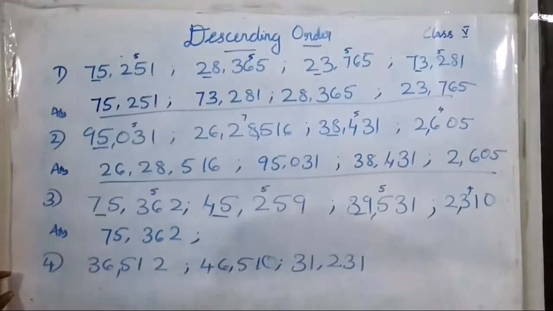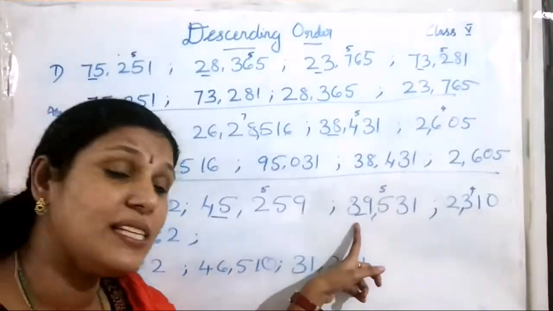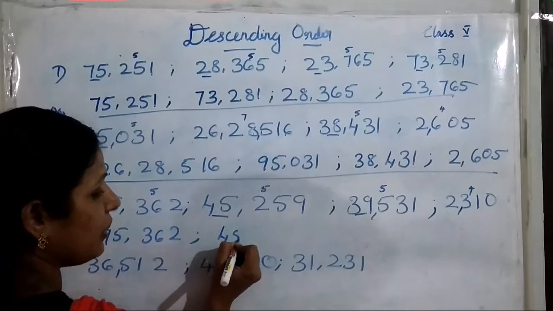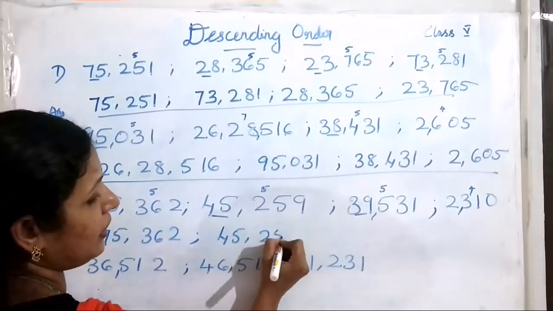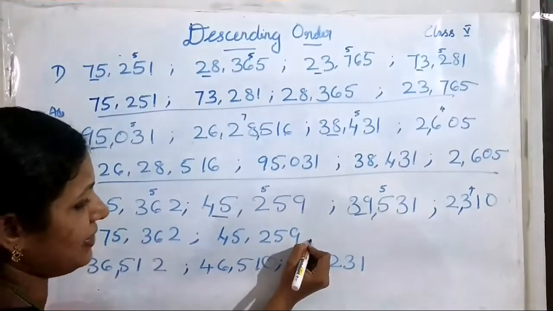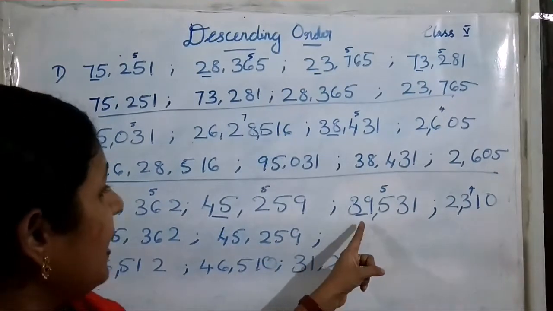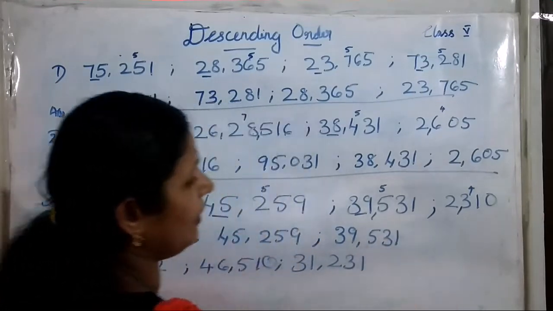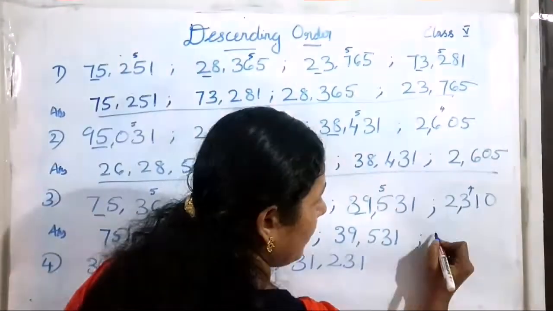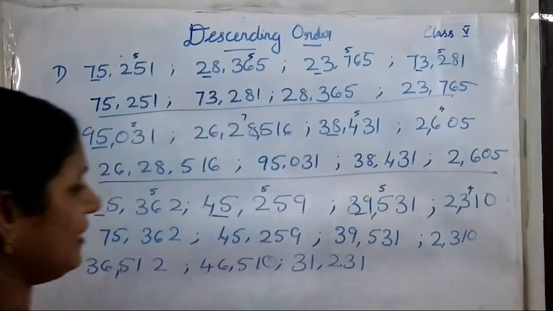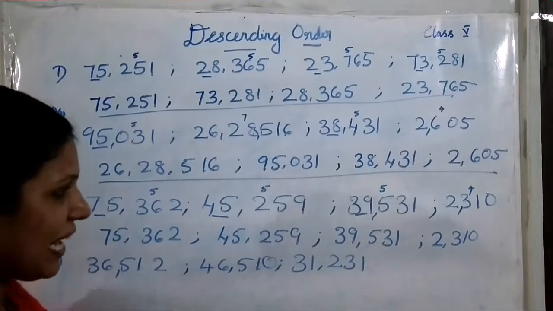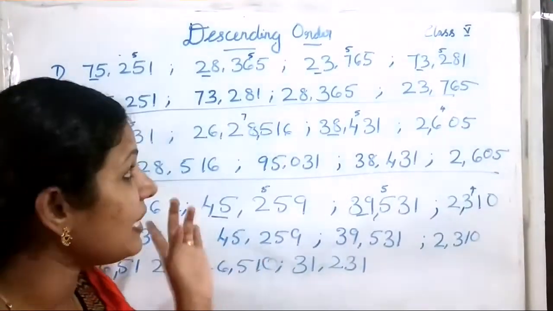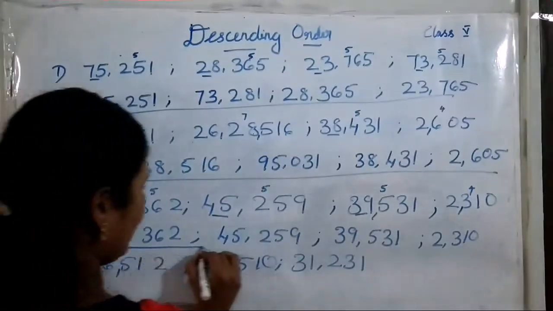So our answer is 75,362 in the first place. And for the next place, the numbers are 45 and 39. Which is bigger? 45 is the bigger number. So we write 45,259 in the second place. And the third place is 39,531. And the last place is 2,310. That means this question and answer are the same. That means the numbers in this question are already in descending order. Understood? So our answer is also like this.